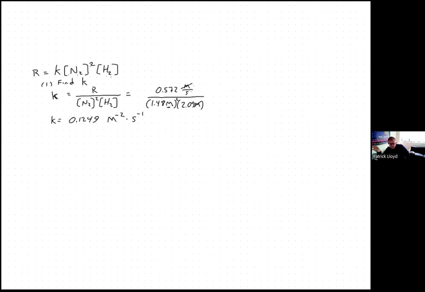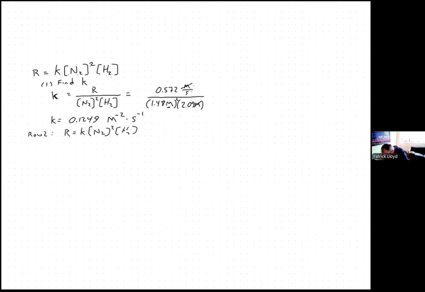We're not asked to actually report the value of the rate constant. That first row is all done. It's the second and third row where we're going to use this value of the rate constant. So in the second row, they give us the initial concentrations, but they want us to find the initial rate. That's where we're going to use this rate constant. So what I'll do is I'll write for row 2, the rate of reaction is k, again, times N2 squared times H2.